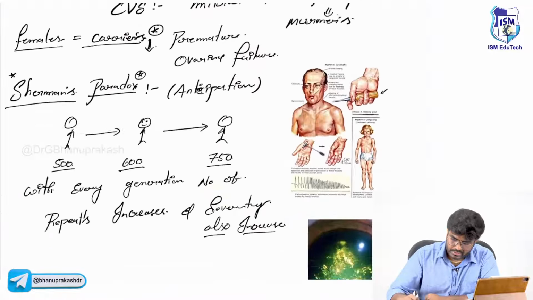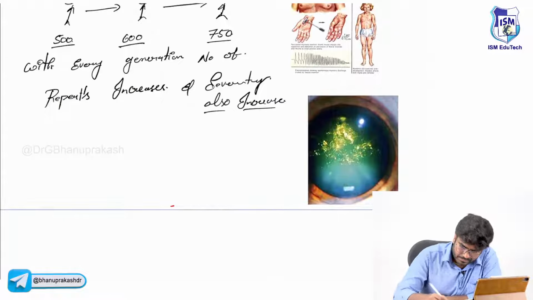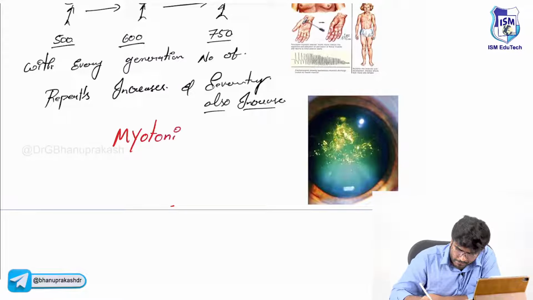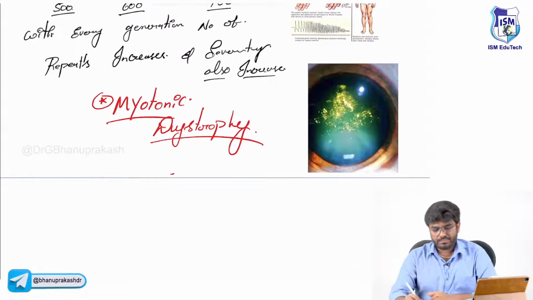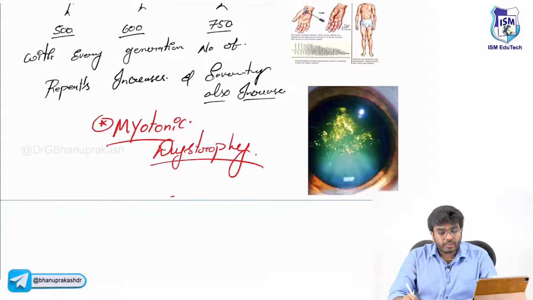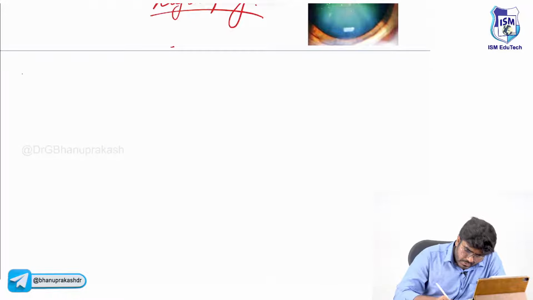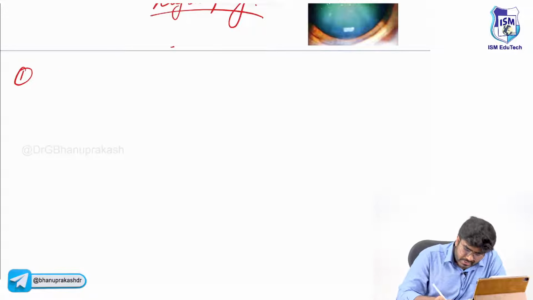So this is myotonic dystrophy. Let me write it here itself: myotonic dystrophy. Now, in this myotonic dystrophy, what are the important points you need to know for your exam? Sir, what are the repeats? Myotonic, remember, it's CTG. The repeats are going to be CTG repeats.